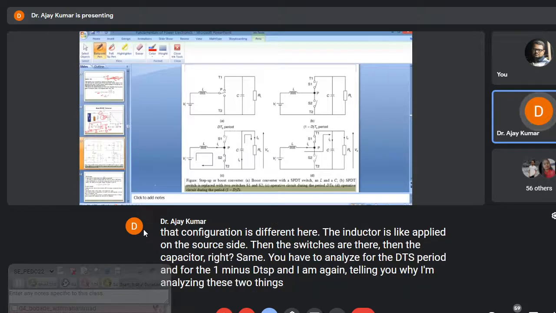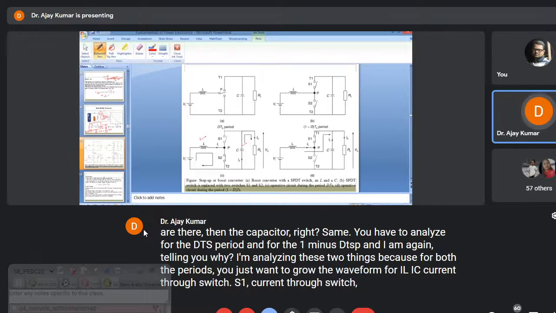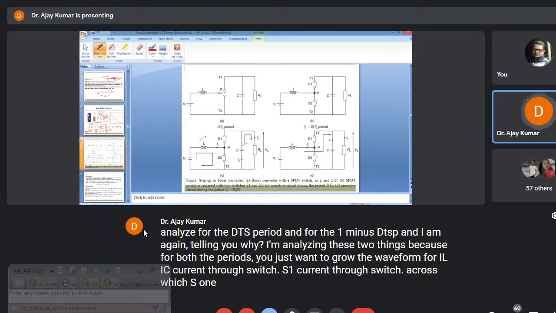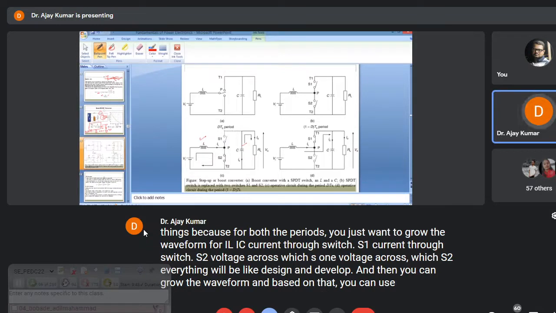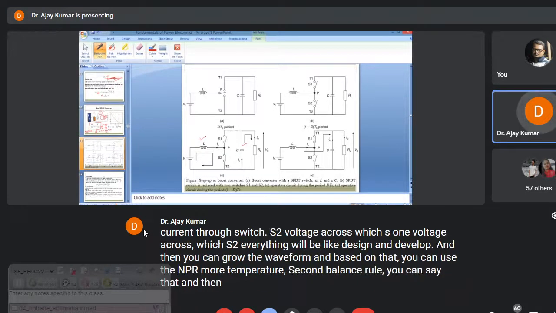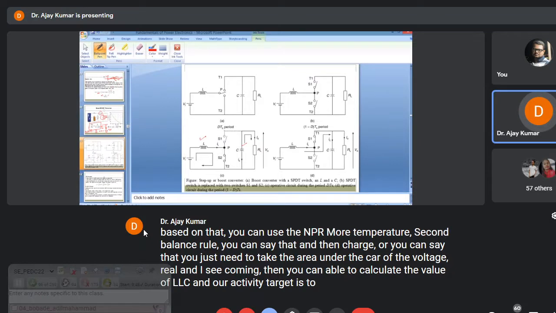because for both the periods, you just want to draw the waveform for IL, IC, current through switch S1, current through switch S2, voltage across switch S1, voltage across switch S2. Everything will be designed and developed, and then you can draw the waveform, and based on that you can use the volt-ampere-second balance rule, and then the charge balance rule. Or you can say that you just need to take the area under the curve of the voltage VL and IC current. Then you can calculate the value of L and C. And our ultimate target is to calculate the precise value of the L and C.